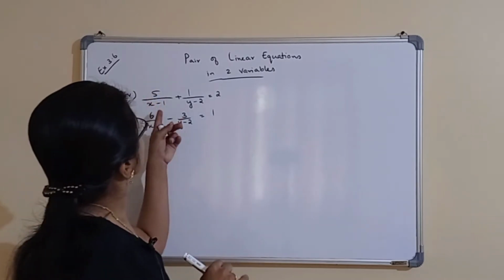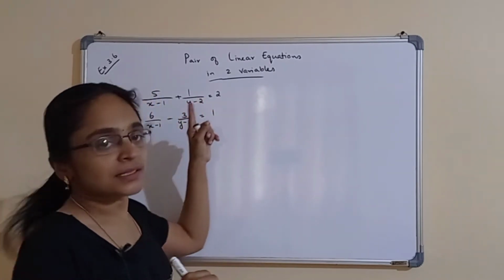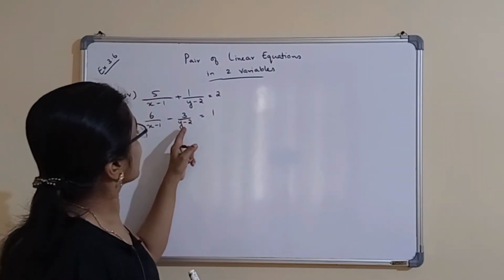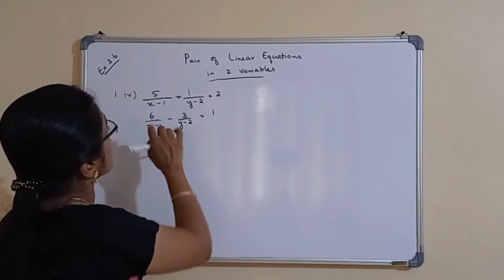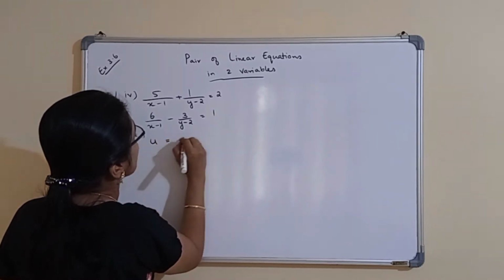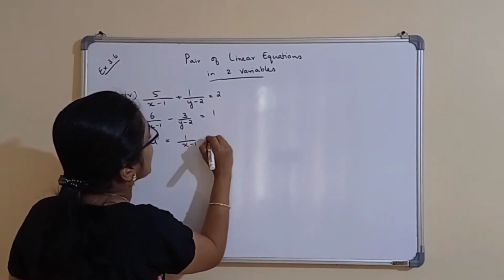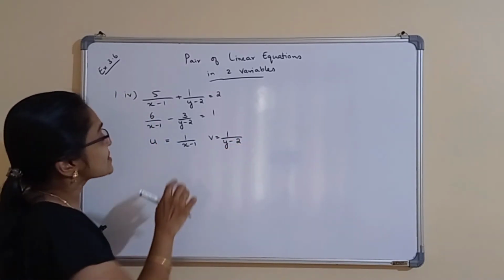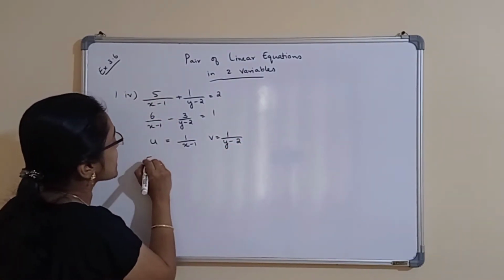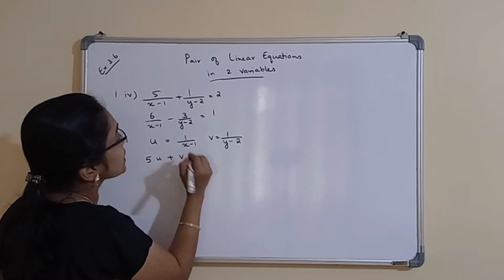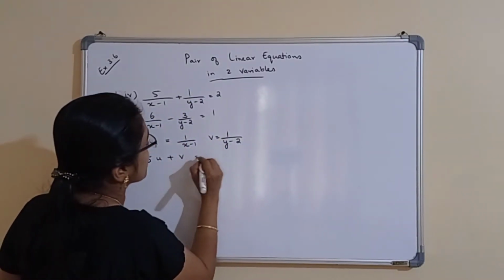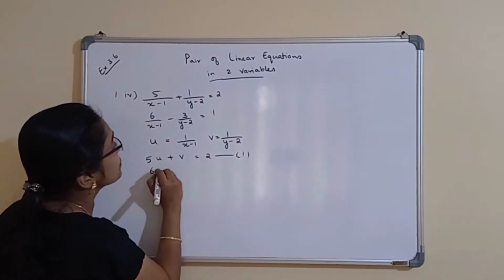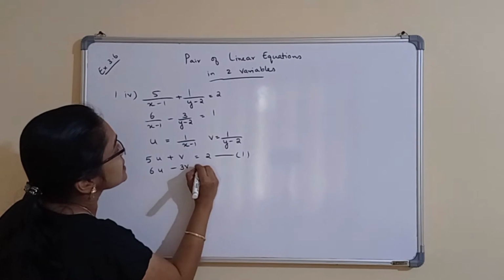Next one, 5 by x minus 1 plus 1 by y minus 2 equal to 2 and 6 by x minus 1 minus 3 by y minus 2 equal to 1. So we can take u as 1 by x minus 1 and v as 1 by y minus 2. Right? So we will get this equation as 5u plus v is equal to 2. This is equation 1 and this is 6u minus 3v is equal to 1.